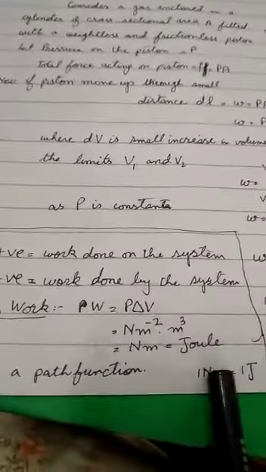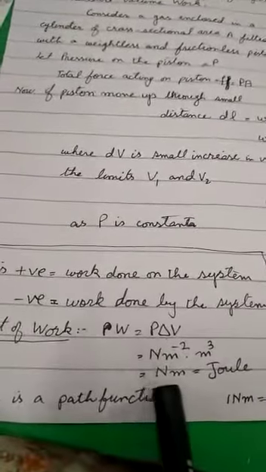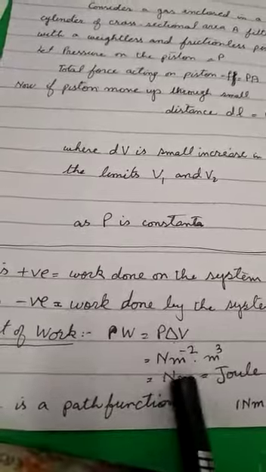1 Newton meter is always equal to 1 joule. So Newton meter and joule both are the unit of the work. Work is a path function. Next we can also explain this with an example, this pressure volume work with the chemical work.